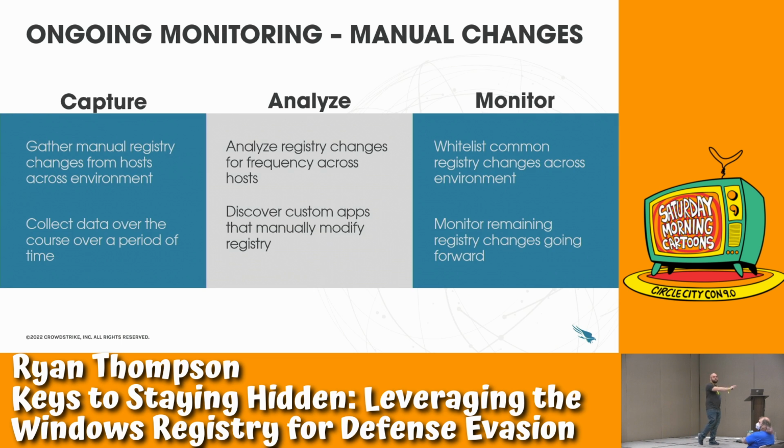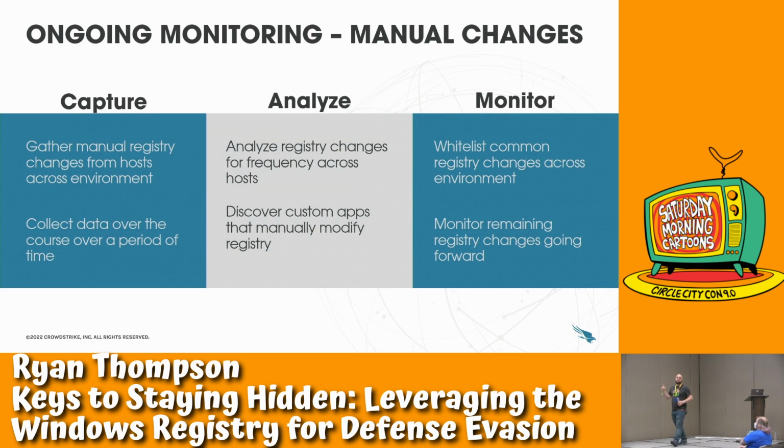First, we need to capture all those manual changes. Do this over a period of time, maybe a week, maybe a month, depends on how busy your organization is. One thing that's going to become super apparent to you really quickly as you analyze this is if Jim, the admin that's been here for 40 years, set up a script that makes the manual registry change every morning across all the machines, you're gonna see that immediately.